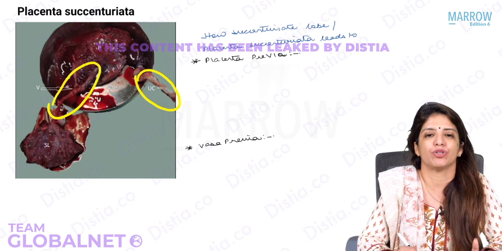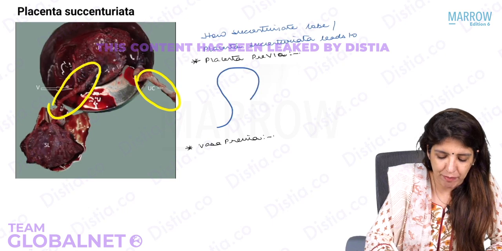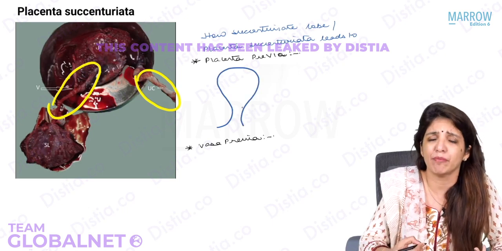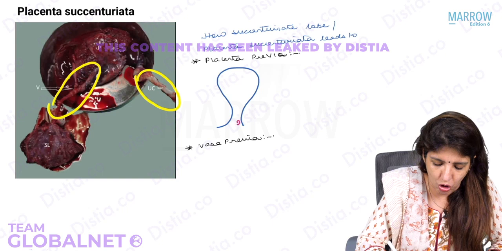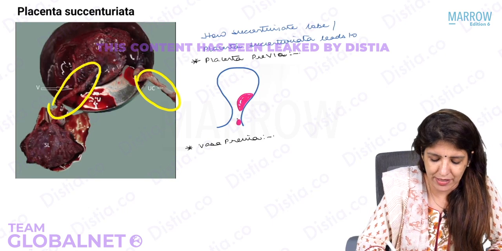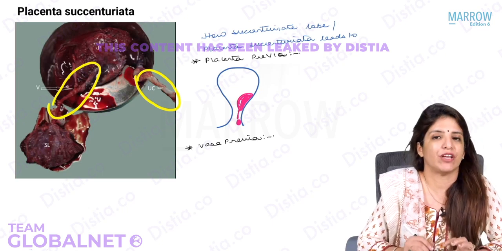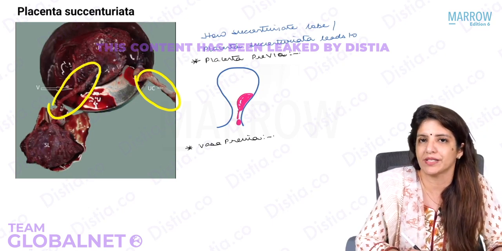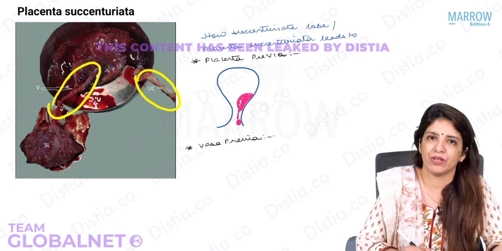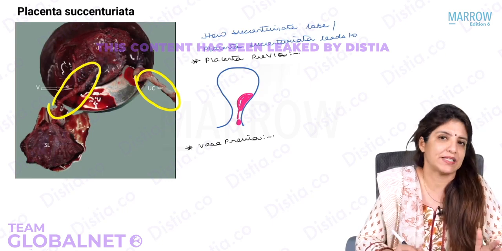So, how can a succenturiate lobe lead to placenta previa and vasa previa? See, placenta previa means either the entire placenta or a part of the placenta is in the lower uterine segment. So it could be that a small part of the placenta is in the lower uterine segment and the entire placenta is in the upper uterine segment, right? Then also this will be called placenta previa. Whether the entire placenta or only a part of the placenta is in the lower uterine segment, that is placenta previa. So obviously placenta succenturiata and placenta bilobata can lead to placenta previa.